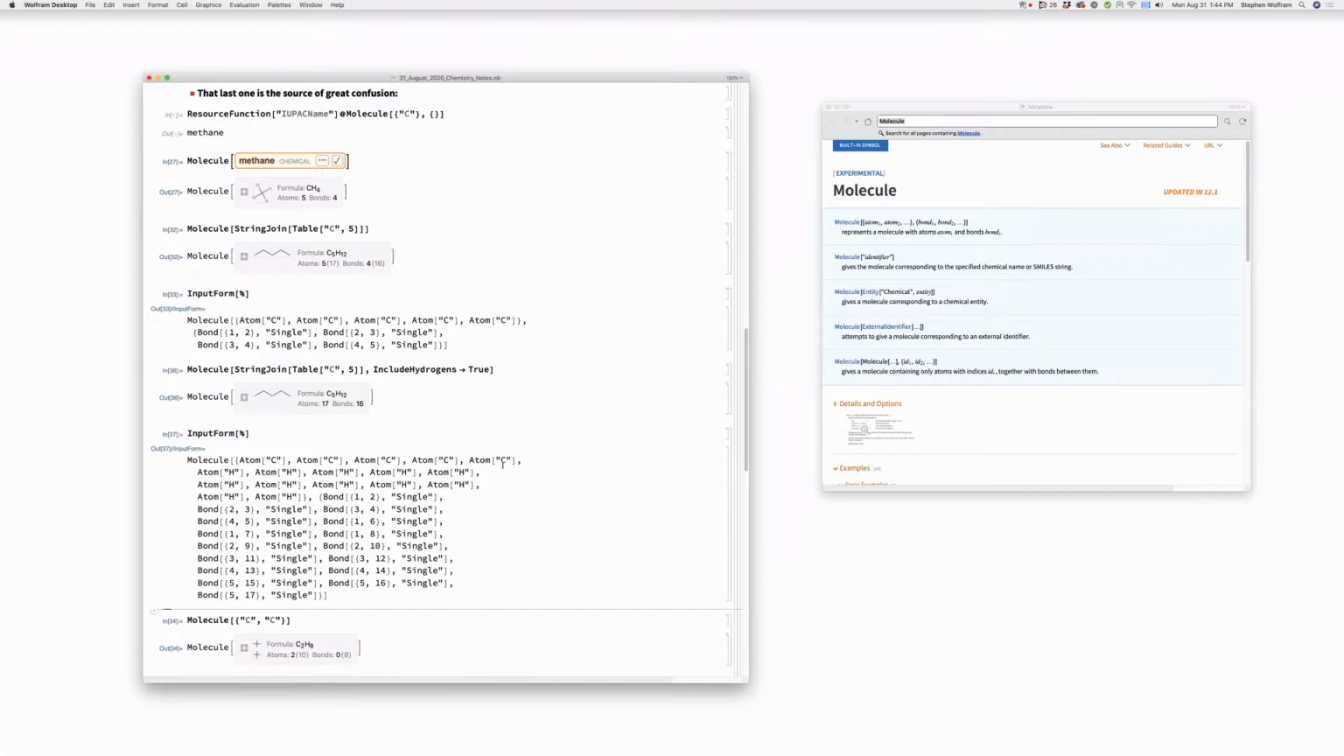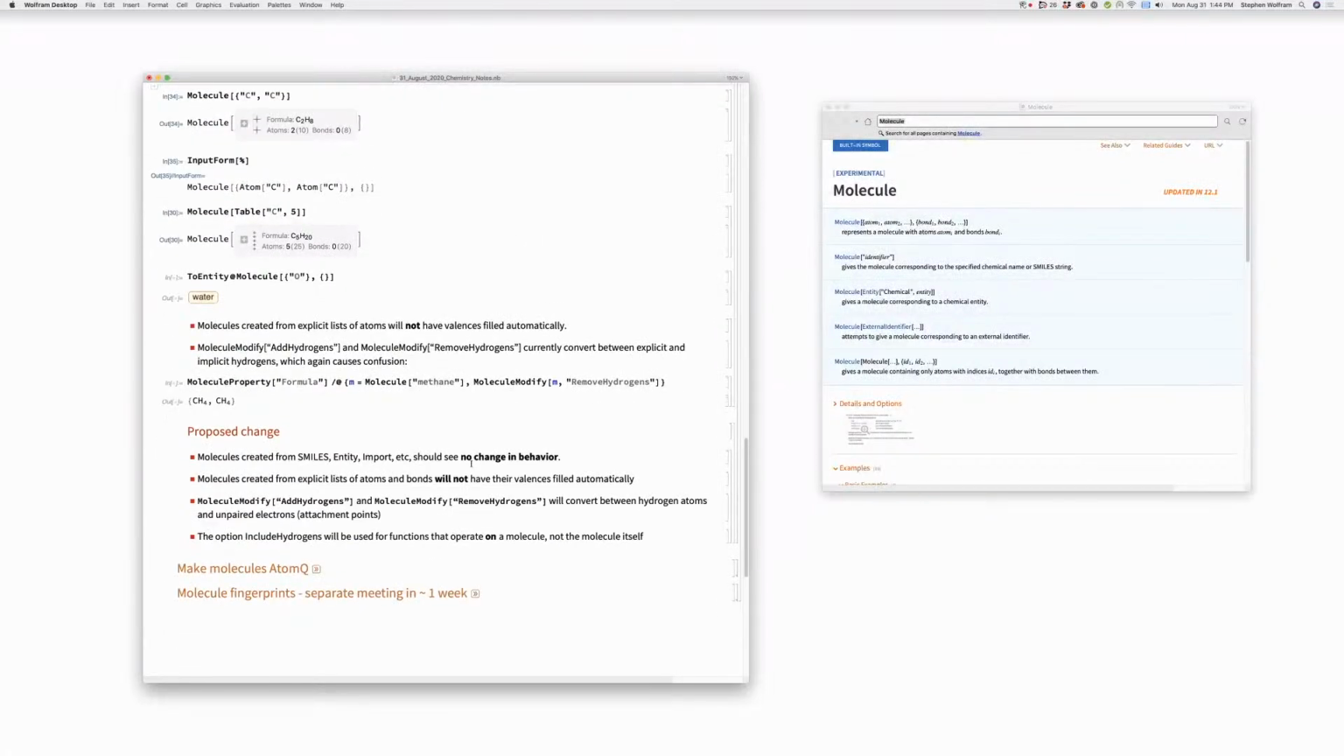So the input form would recover the hydrogens, but the internal data structure would not have them in, or some other crazy thing with the internal data structure. If you scroll down, it shows an example of what I would.